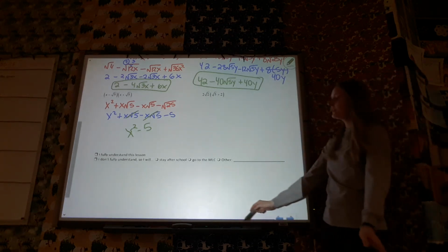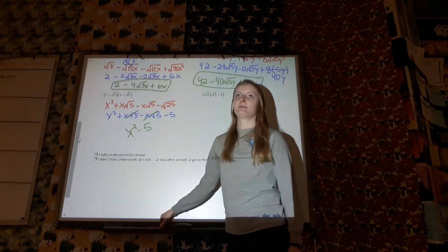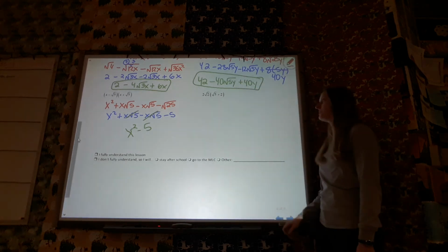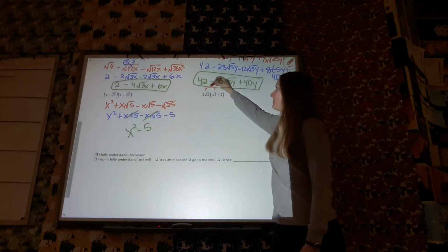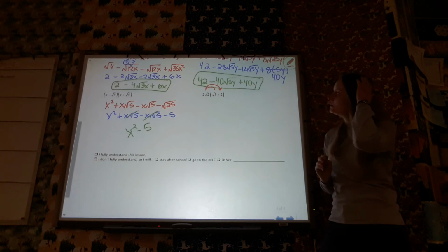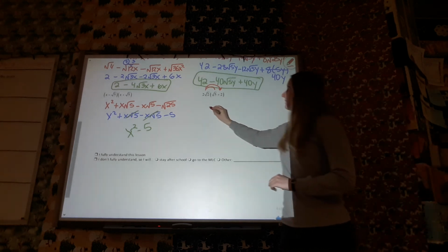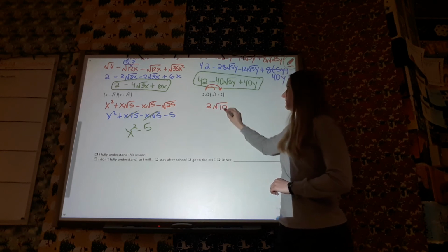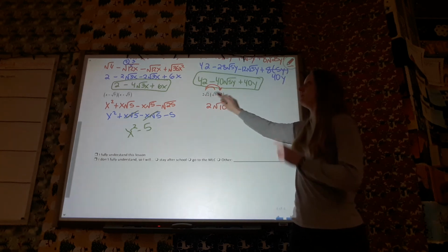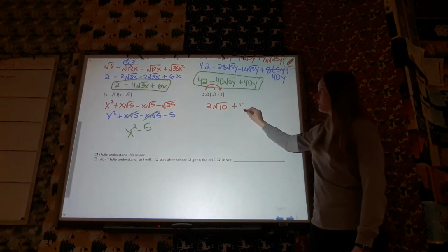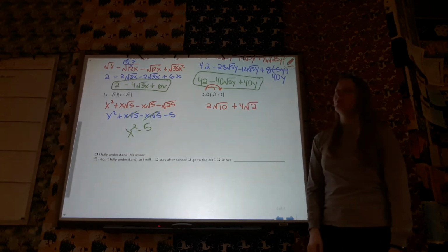Alright. Now this last one is not FOIL, it's distribution. You guys still need to know how to do distribution as well. So I'm just going to distribute this through each term. I multiply 2 square root of 2 times the square root of 5. Awesome. And then 2 square root of 2 times 2. Awesome. Can I simplify either of those?